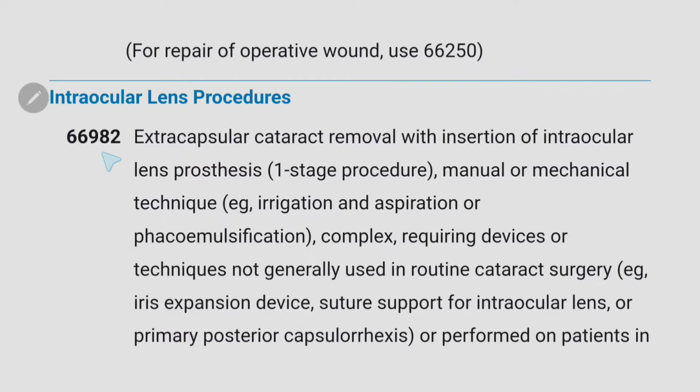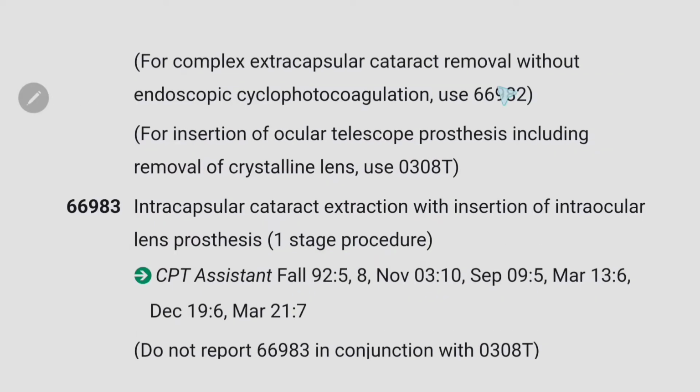So the code 66982 is for extracapsular cataract removal with insertion of intraocular lens prosthesis. And this is a one stage procedure, manual or mechanical technique. Complex, requiring devices or techniques not generally used in routine cataract surgery. And the code 66983 is for intracapsular cataract extraction with insertion of intraocular lens prosthesis, one stage procedure. So you have to check whether it is extracapsular or whether it is intracapsular.